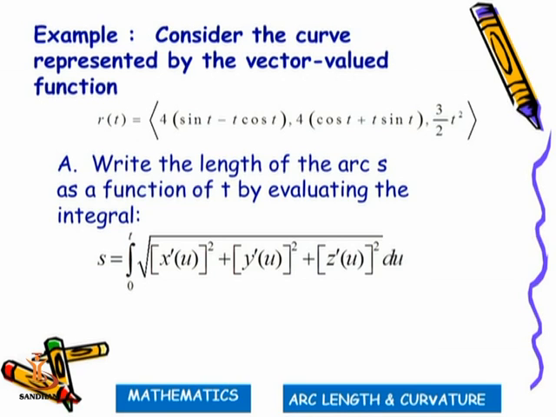sin t, comma 3 by 2 t square. A. Write the length of arc s as a function of t by evaluating the integral. S equals the integration from 0 to t of the square root of x dash u whole square plus y dash u whole square plus z dash u whole square.